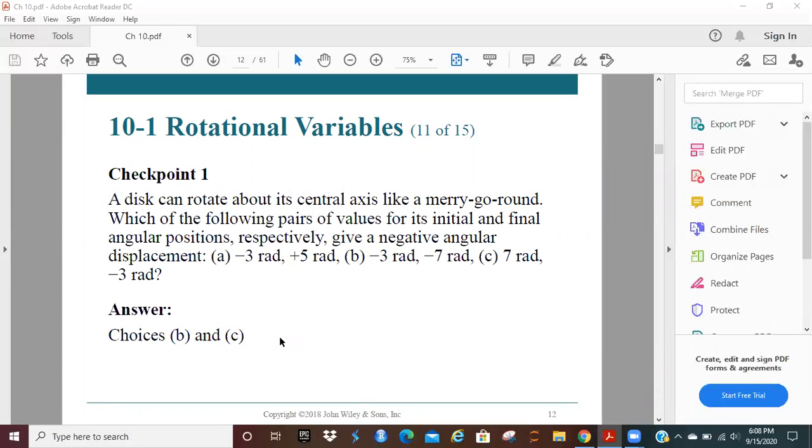A disk can rotate around its central axis like a merry-go-round. Which of the following pairs of values for its initial and final angular positions, respectively, give a negative angular displacement? Going from -3 radians to 5 radians, from -3 radians to -7 radians, and from 7 radians to -3 radians.